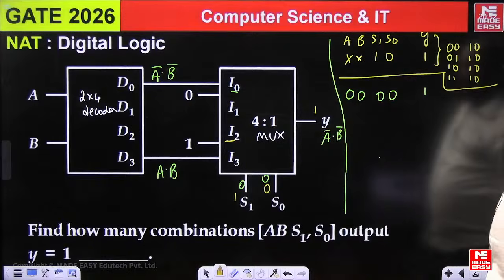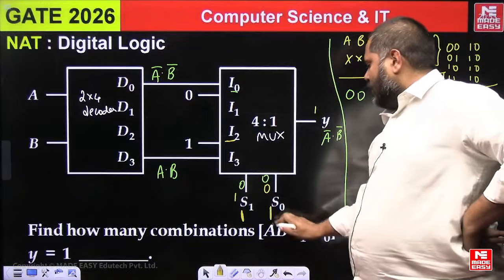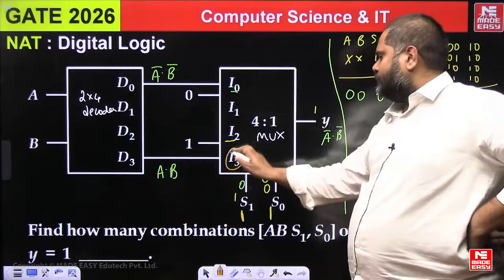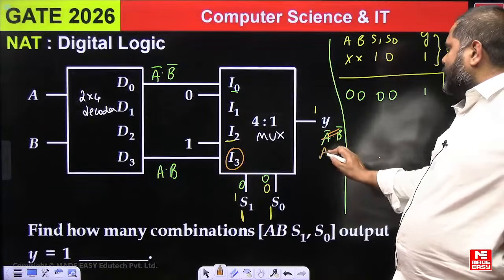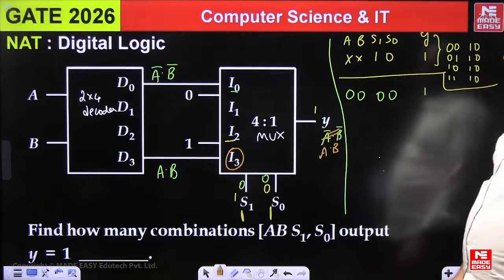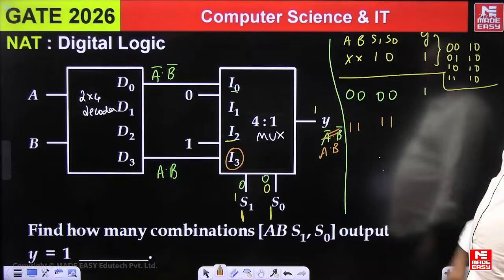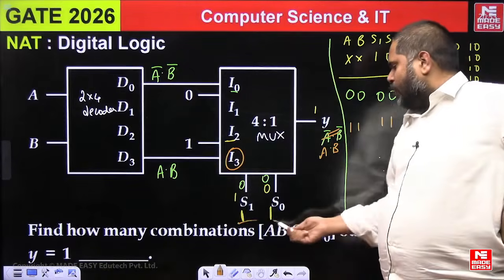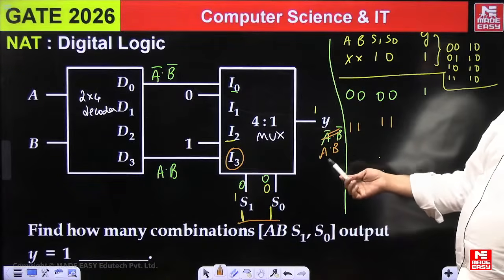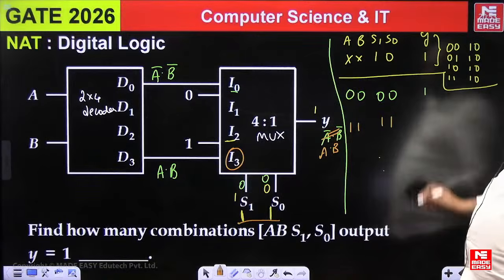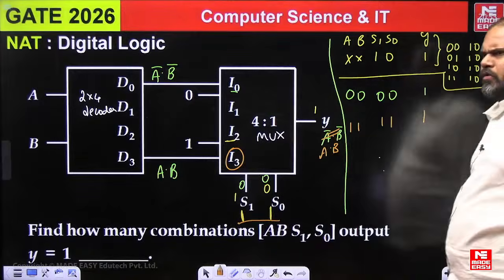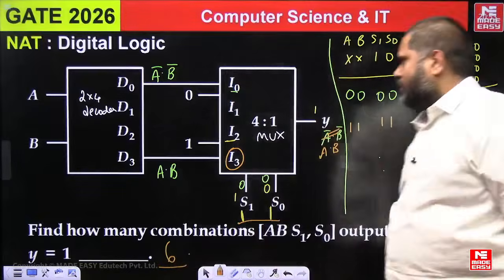Now let us see the case of 1 1. Whenever you give 1 1 here, what will happen? I3 will get selected. When I3 gets selected, this time AB is the output. When will the output become 1? It's an AND gate. Output will become 1 only when A and B are 1 1. So output is AB. When will it become 1? A is 1, B is 1, then only it will become 1. So total, if you count the number of combinations, there are 6 possibilities. Simple question. The answer is 6 possibilities.